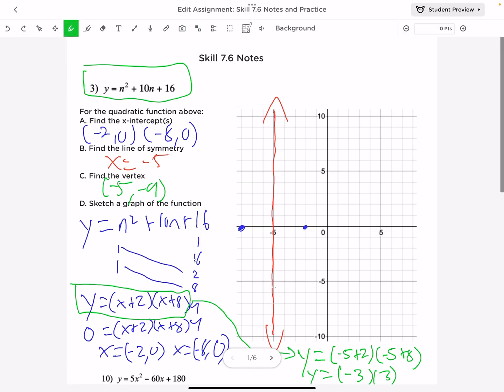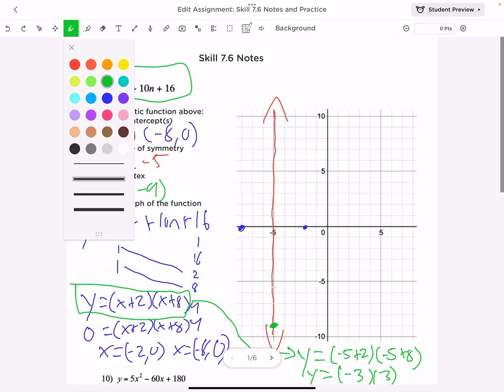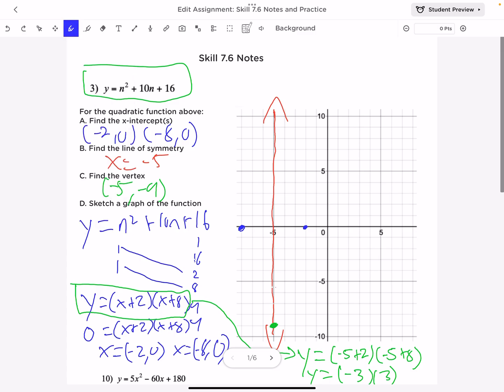So now that I have my -5, -9, so -5, -9 is right here. And then to graph, we've already graphed our line of symmetry. To graph the equation, or the function, it looks something like that.